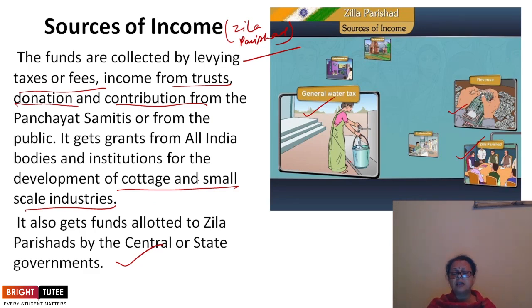Not only this, cottage and small scale industries are very important. When the Panchayat Samiti is planning for the development of the village, they also suggest all these programs. So the farmers and the farm laborers can get some extra income while they are not having any work in their farmland. In those days, this is another method to increase their income. Other than that, they also get the funds allotted to Jila Parishad by the central or the state governments.